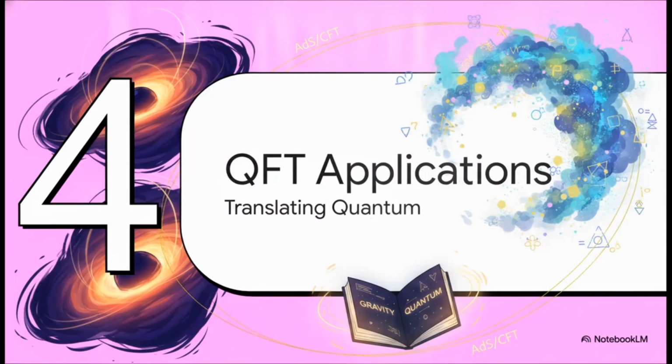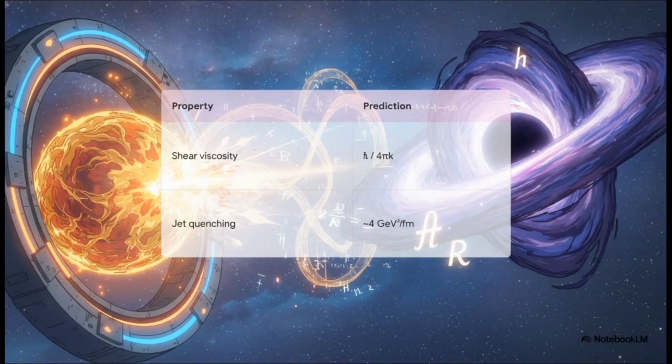Section 4. Quantum field theory applications. Translating the quantum world. Now let's flip this script entirely and see how gravity math can actually solve impossible problems in the quantum world. In massive particle accelerators, like the Relativistic Heavy Ion Collider, scientists collide gold or lead nuclei to create a trillion-degree state of matter called a quark-gluon plasma. It's very similar to what the universe looked like milliseconds after the Big Bang. The standard quantum math to describe this is practically impossible to solve.